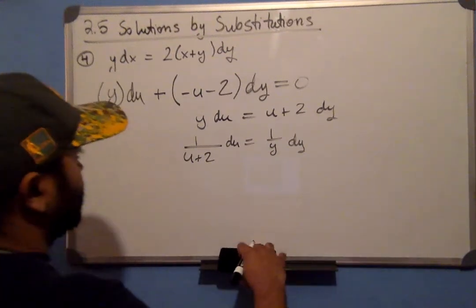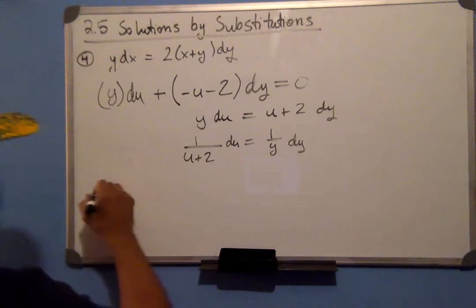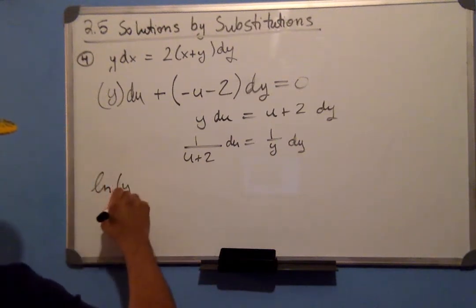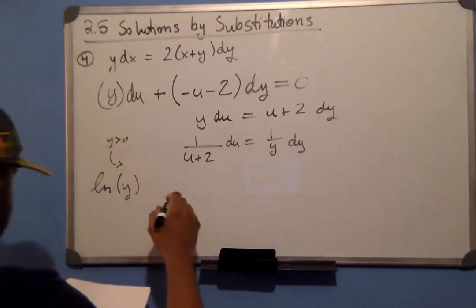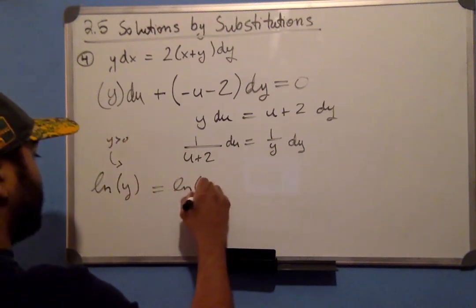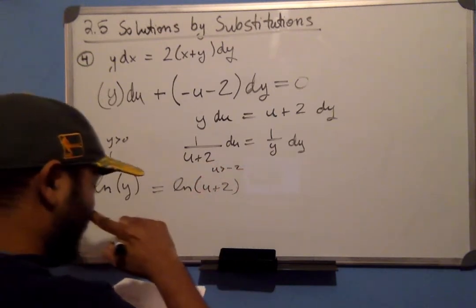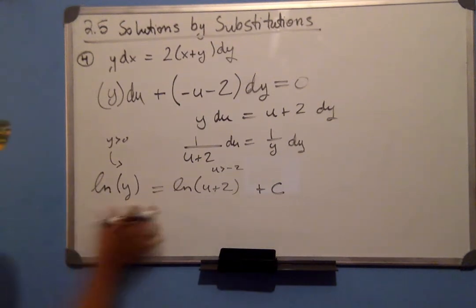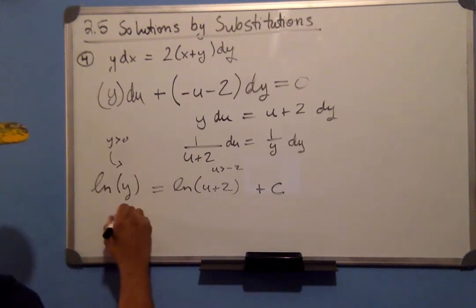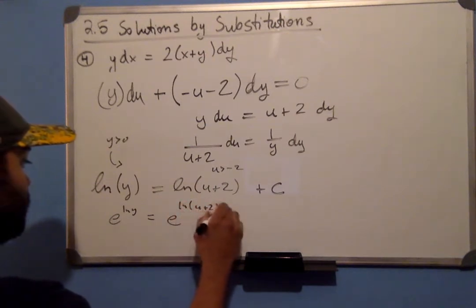Very simple. Let's keep the y's on the left. We'll write this as ln of absolute value of y. You could specify that y is greater than 0, is equal to ln of u plus 2, u is greater than negative 2, plus some value of c. Okay, I can raise both sides to the power of e. So I could say e to the power of ln of y is equal to e to the power of ln of u plus 2 plus c.